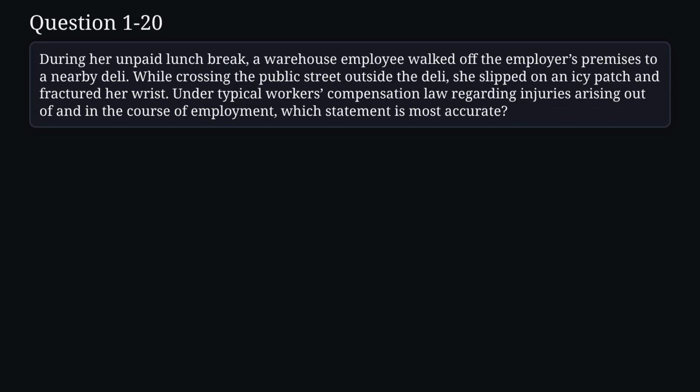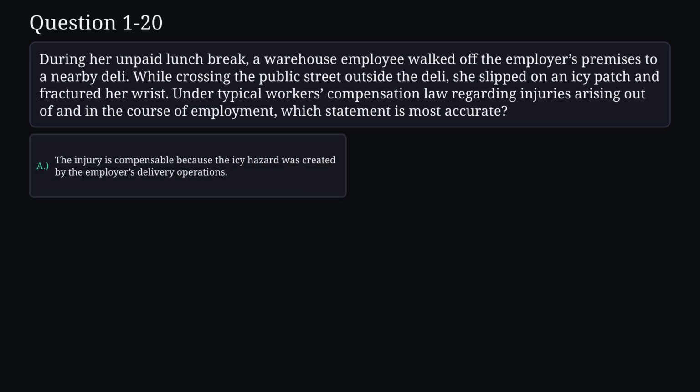Question 20. During her unpaid lunch break, a warehouse employee walked off the employer's premises to a nearby deli. While crossing the public street outside the deli, she slipped on an icy patch and fractured her wrist. Under typical workers' compensation law regarding injuries arising out of and in the course of employment, which statement is most accurate? A. The injury is compensable because the icy hazard was created by the employer's delivery operations.